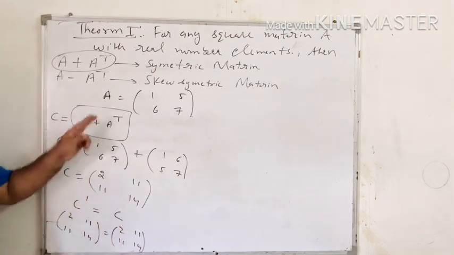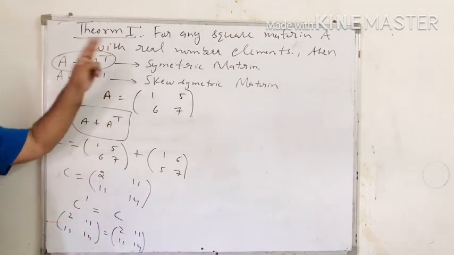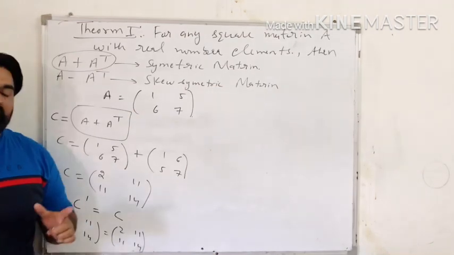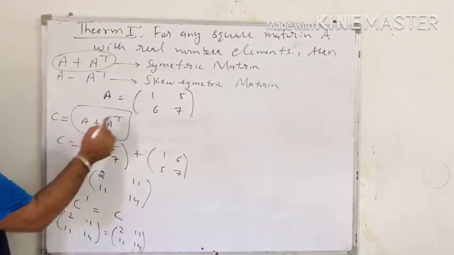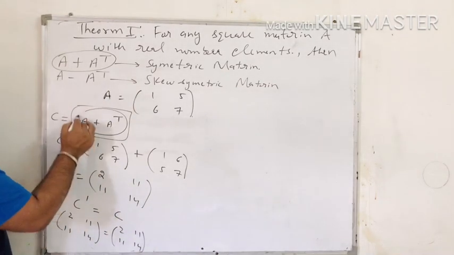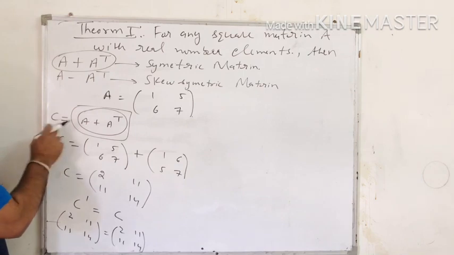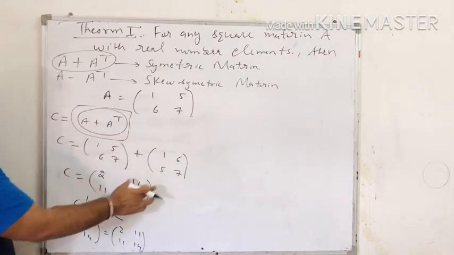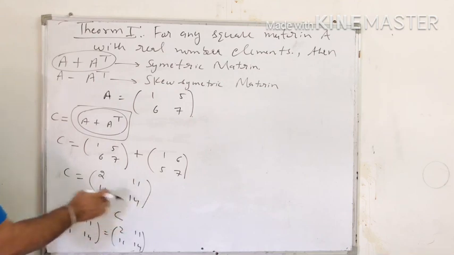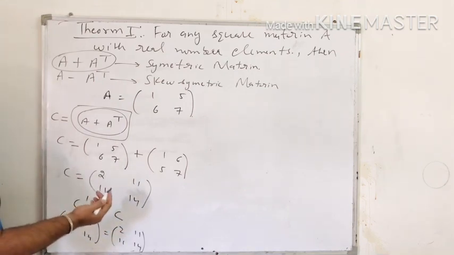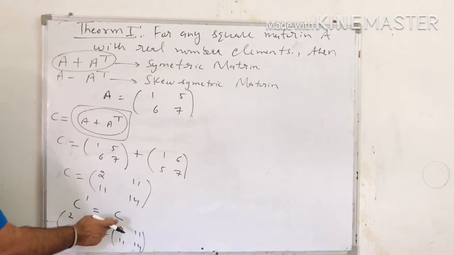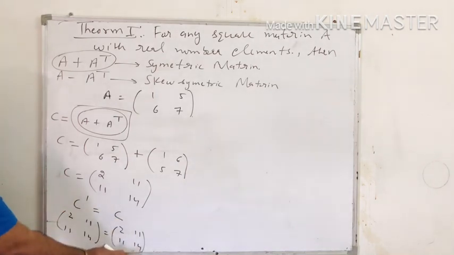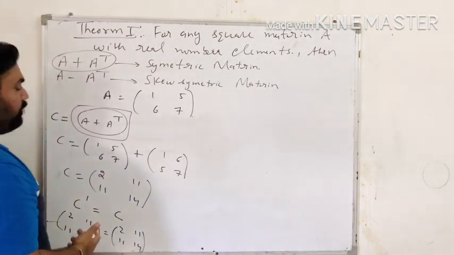So that means A plus A transpose is a symmetric matrix. The most important thing is we assume A plus A transpose equals C. So the value of C is A plus A transpose, which becomes [2, 11; 11, 14]. Now we have to prove the symmetric matrix. So C transpose equals C. Both the values are the same.